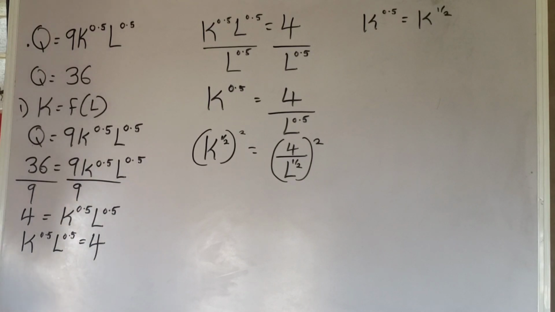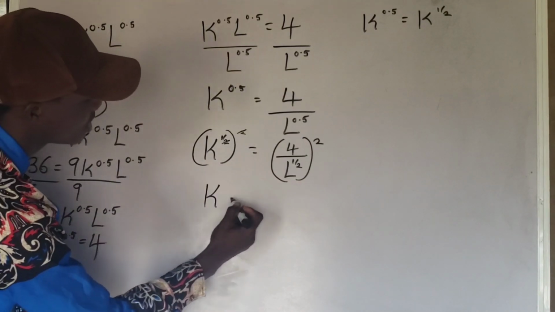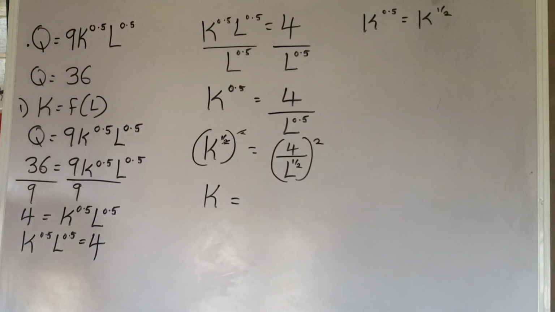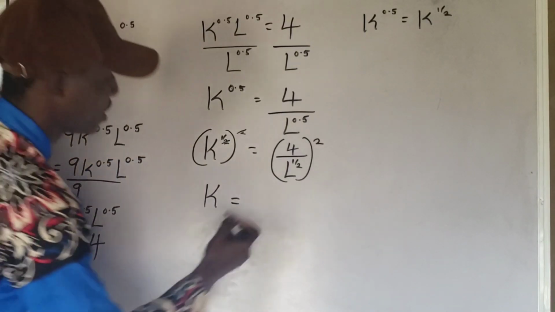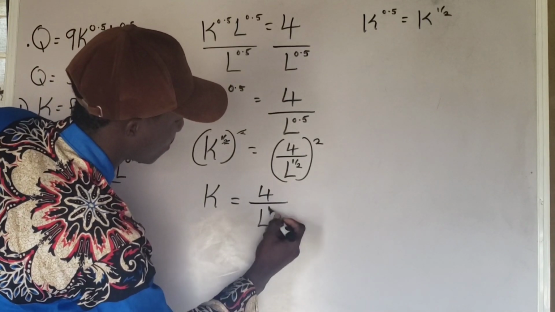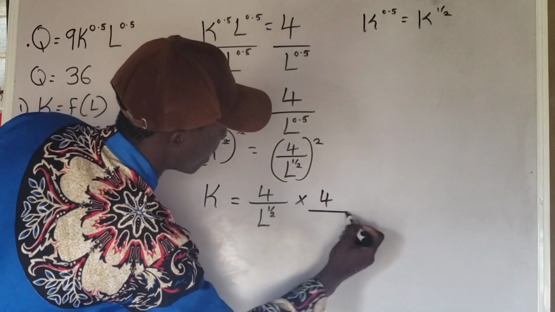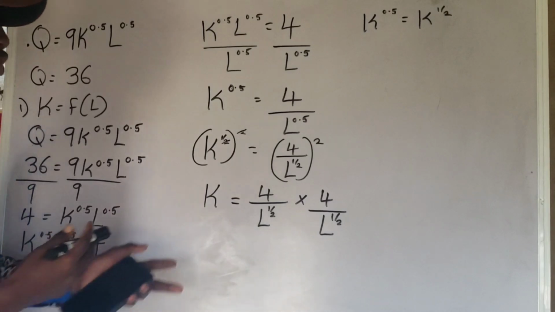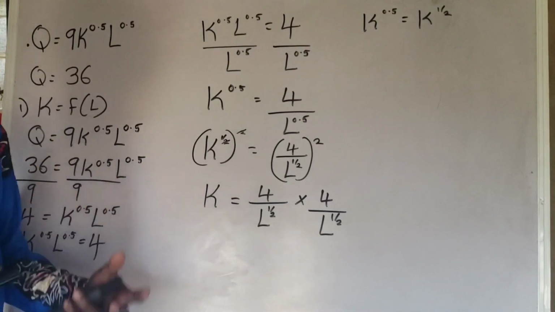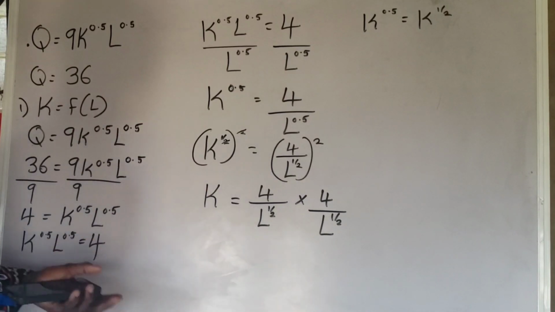Now, these two exponents can cancel each other, so I'm left with K. K equals 4 all over L raised to the power of 1 over 2, squared, that is 4 all over L raised to the power of 1 over 2 multiplied by 4 all over L raised to the power of 1 over 2. The reason why I go this long way is because I just want to show you how I arrive at my answer. If I'm solving this in the exam, I will just use some shortcuts and then get my answer. You understand what I'm saying?